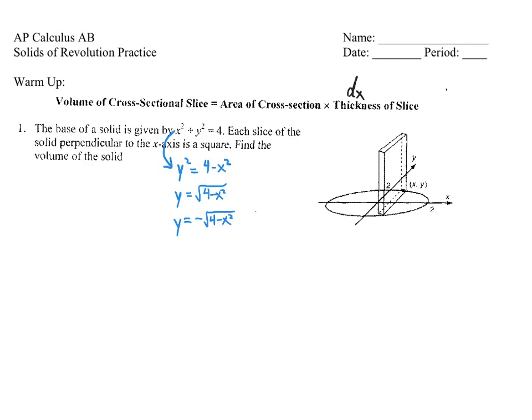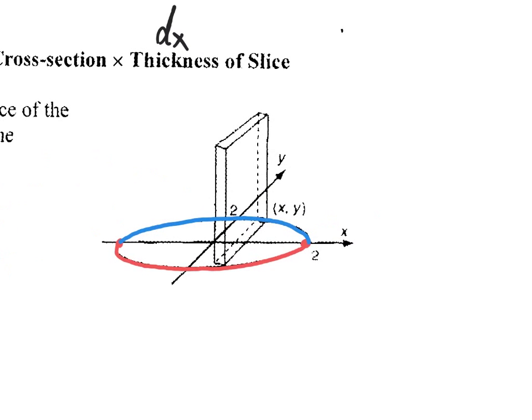So, I'll make this one red. Alright, this bottom half is this part here, this semicircle, and the top half is this. Okay? So, now that we can see that, let's look at what this cross section is. It says it's a square. Each slice is a square. Okay? In other words, this and this are the same, even if they don't look like it.